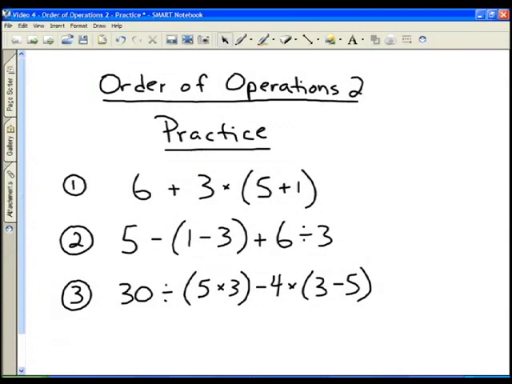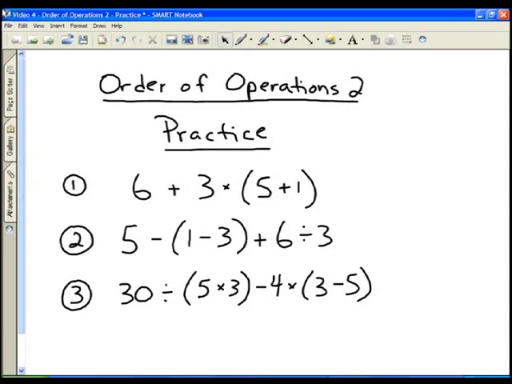We're going to take a look in this video at some practice with orders of operations. So we're not only going to do addition, subtraction, multiplication and division, we're also going to add some brackets here. So take a moment and copy these three problems down, then pause the video, follow your order of operations, and calculate an answer to each one.